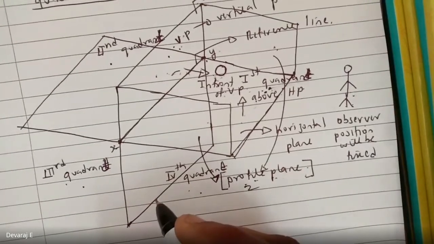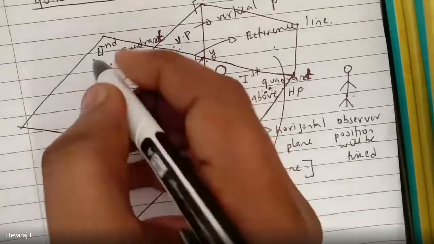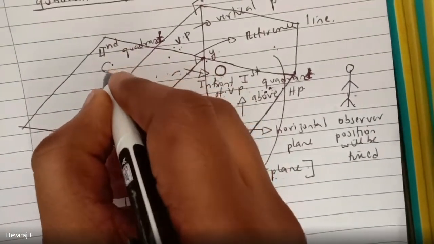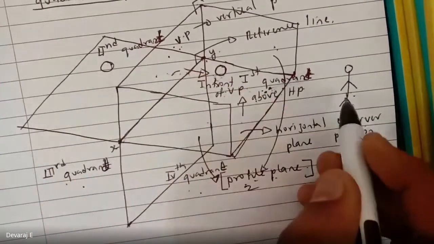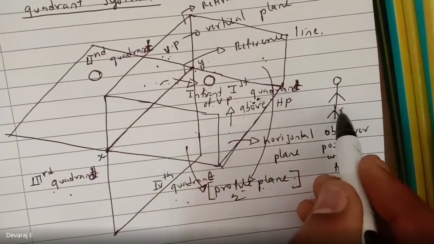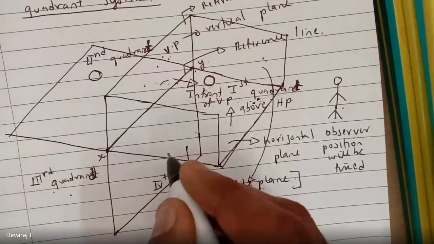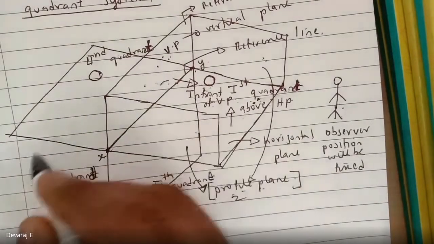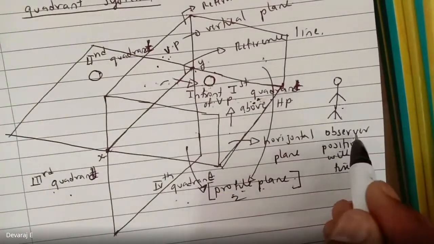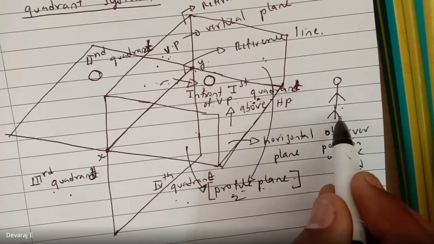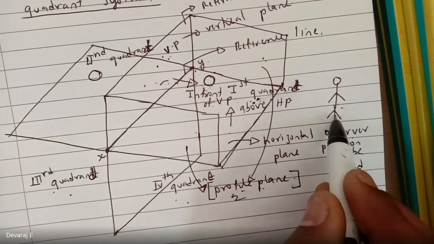First quadrant system. When you keep the ball in the second quadrant, what happens? See, the observer is fixed here, irrespective of the object. Wherever you want, you can keep the object, but the observer should be fixed. The observer should see from here itself.